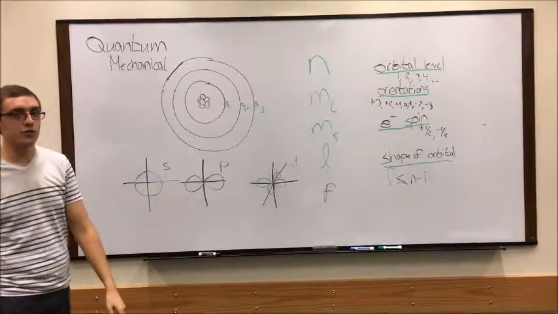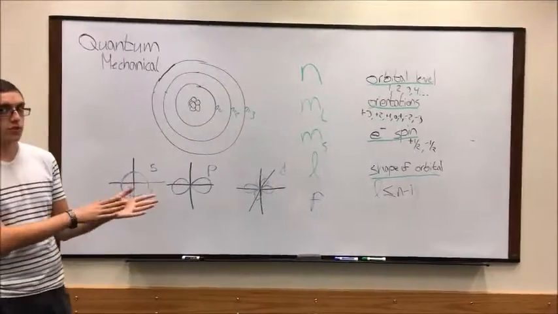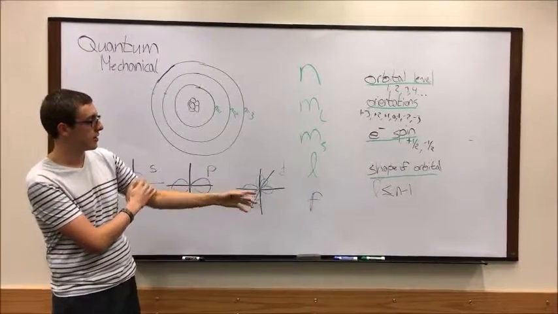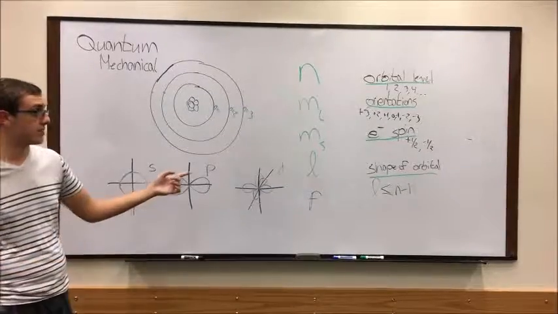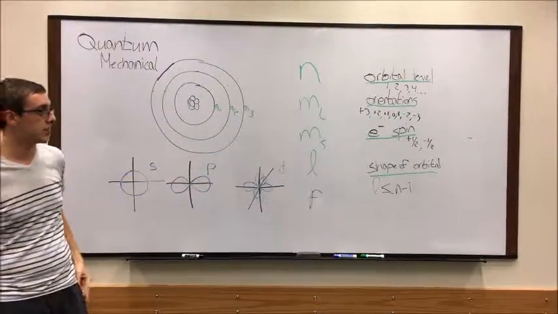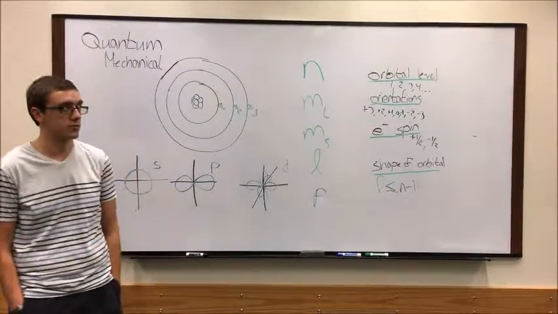After that, we've got M sub L, which is the orientations. Those are going to be restricted by the L, positive and negative versions of the L. And then after that is M sub S, which is the electron spin, which can be positive or negative 1/2.